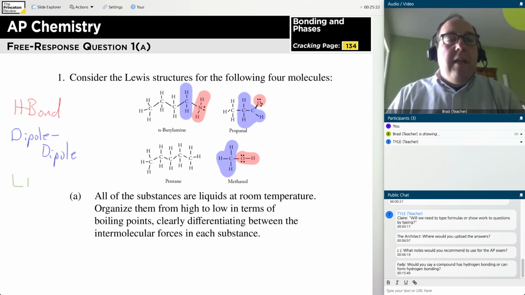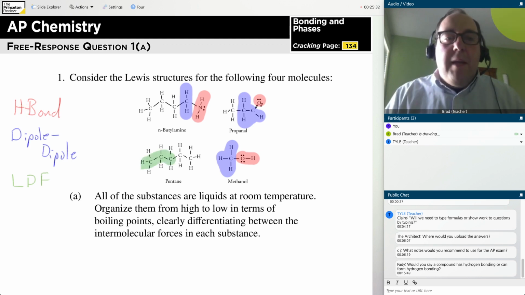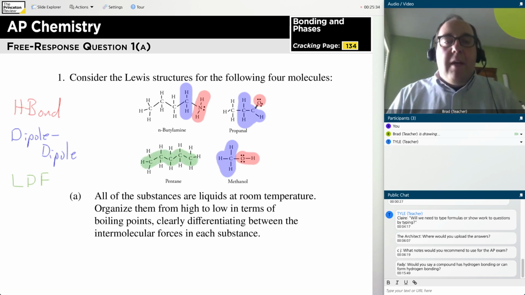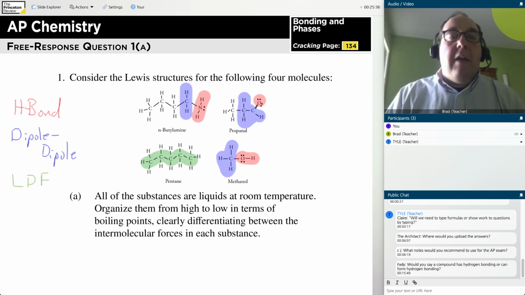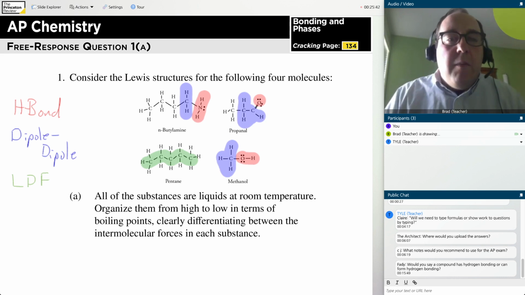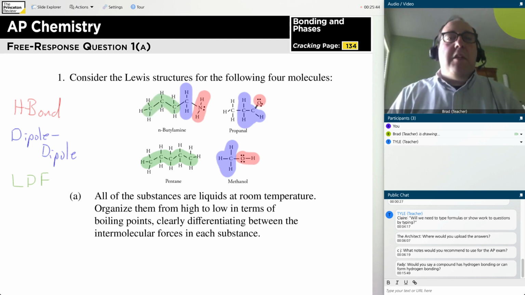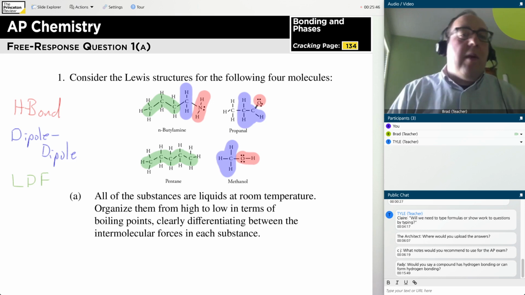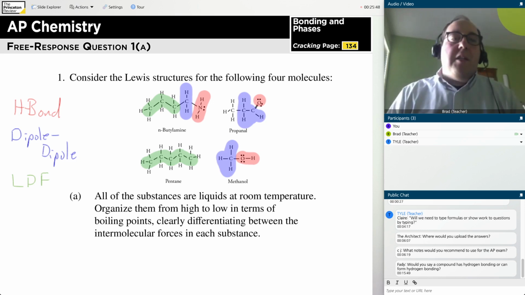Last but not least, necessarily, we have London dispersion forces. This is going to be present in all molecules. So really all of these should be green, but I'm really just looking at the most important parts of it. Pentane does not have any polar bonds. The only intermolecular force it really has going for it is our London dispersion forces. So that's all green. Here for butylamine, like I said, this part of the chain is probably not going to be very polarized. So that green portion of the chain is going to experience those London dispersion forces, right?